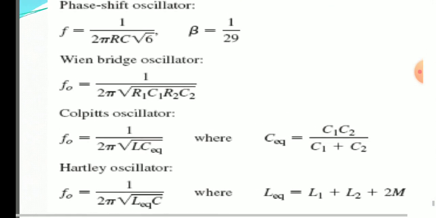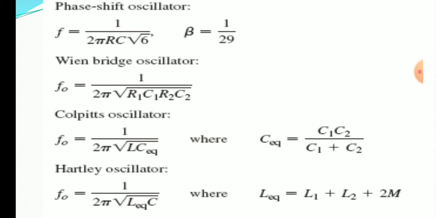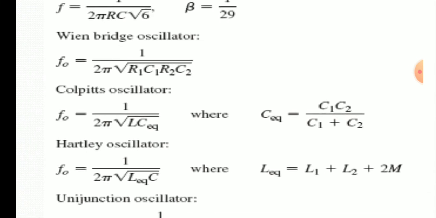Now these are the basic, important formulas that we studied in the previous PPTs. We studied the phase shift oscillator. The resonant frequency of the phase shift oscillator is calculated by 1 by 2 pi RC root 6. At that time, beta, the feedback network element, is 1 by 29. Similarly for the Wien bridge oscillator, f0 equals 1 by 2 pi root of R1 C1 R2 C2, or we can say 1 by 2 pi RC.